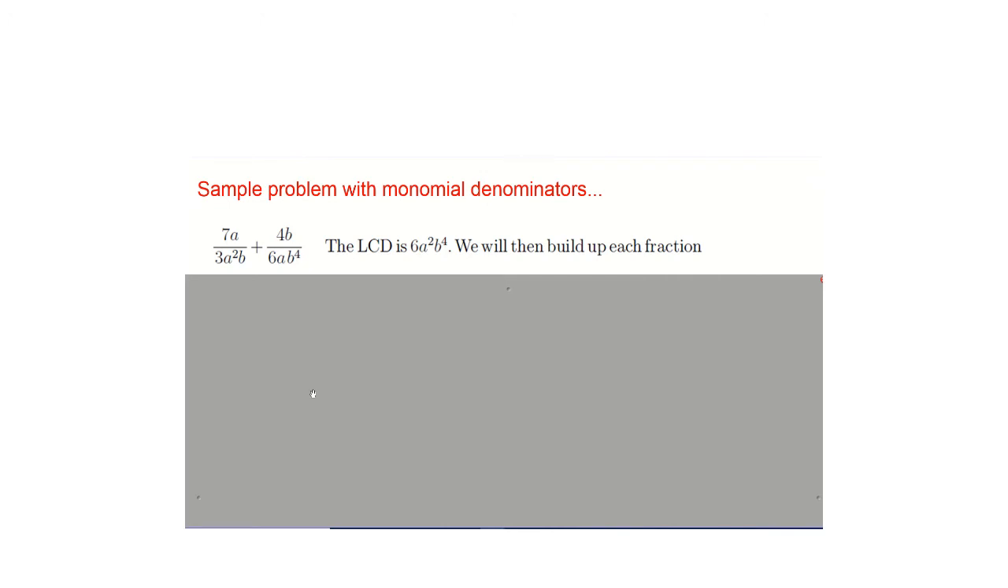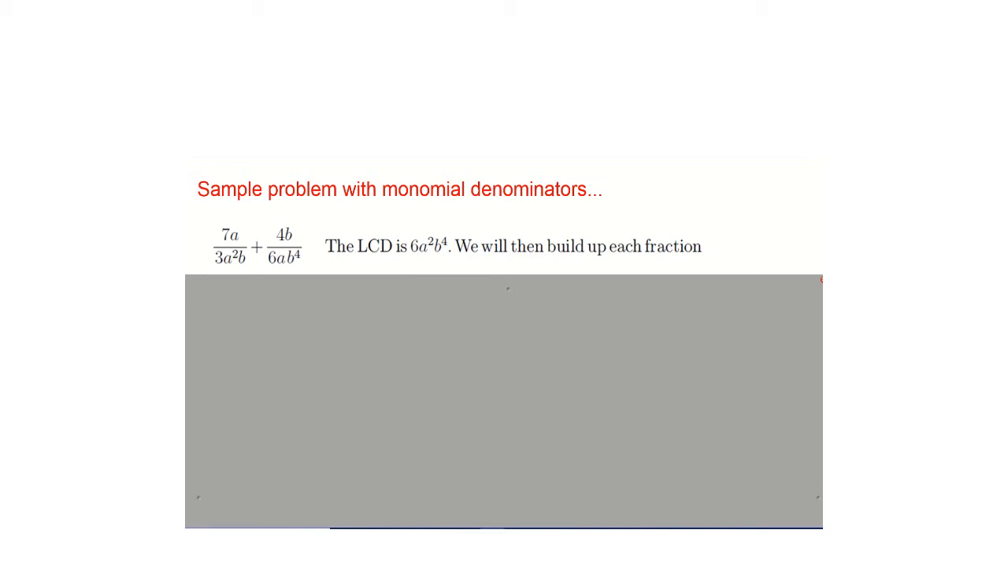Now this one's all done out for us, so we'll just walk our way through and look at it. So I've got 3a squared b as one denominator, and I've got 6ab to the fourth as my other denominator. These are all monomials. There's no adding or subtracting mixed in the denominators. Start with your coefficients, 3 and 6. What would they both divide evenly into? 6. A squared and a. The rule is take the highest power. That's why there's an a squared. B and b to the fourth. So the highest power of the variable b is b to the fourth.